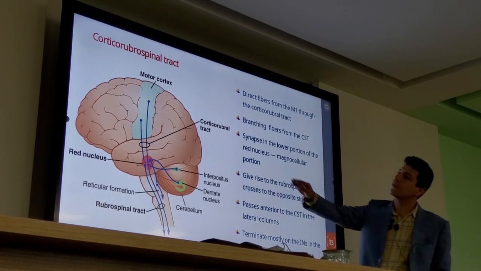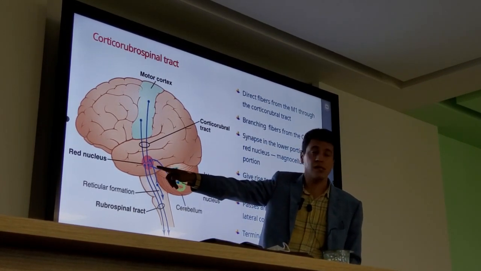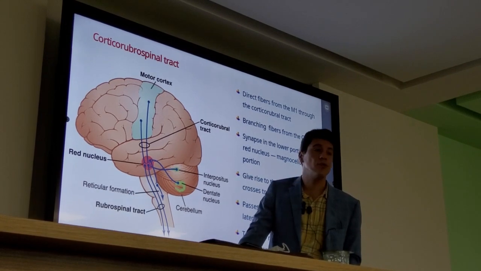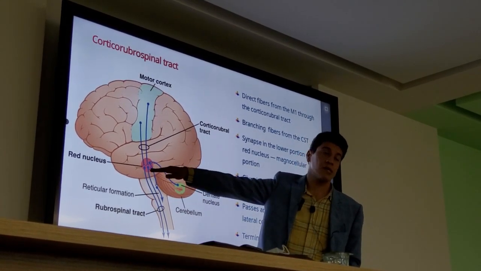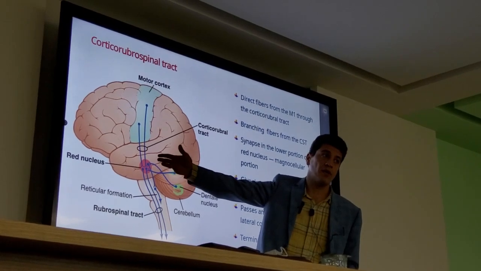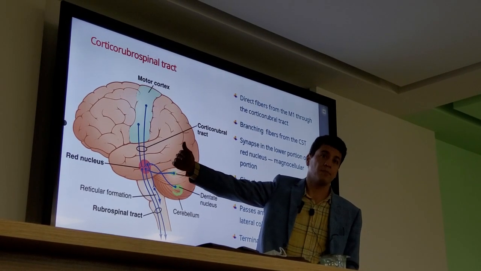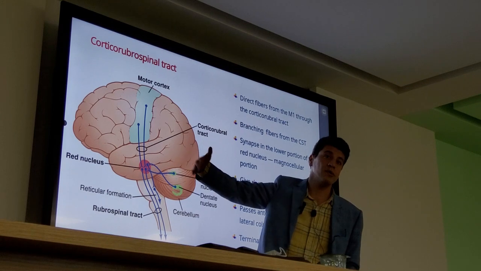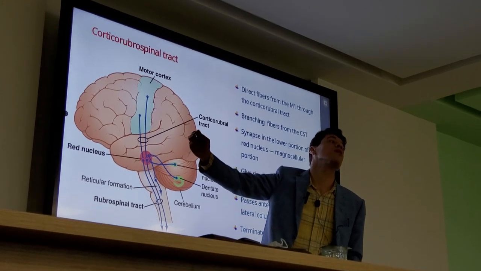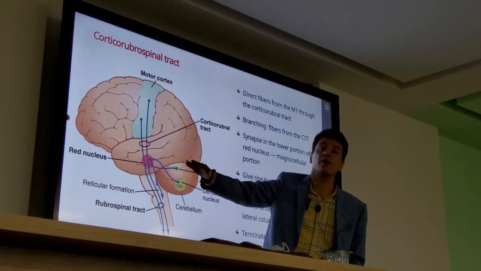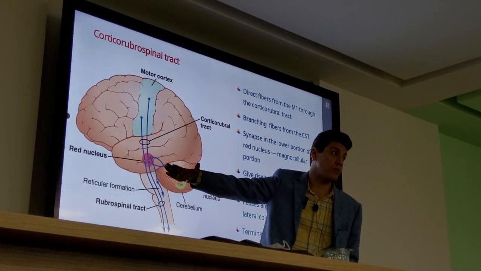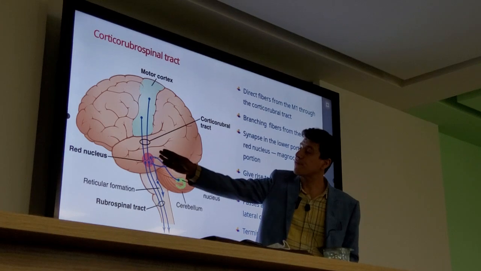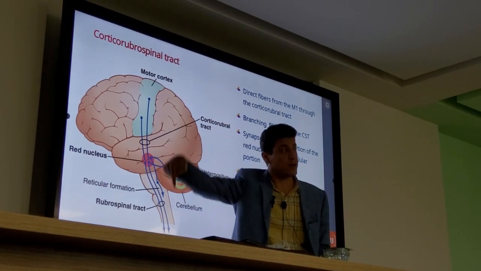Cortico-rubrospinal tract starts from the cortex, goes to the red nucleus. From red nucleus, neurons go to the rubrospinal tract. Red nucleus has two parts: magnocellular, parvocellular. Parvocellular has small neurons, magnocellular has large neurons. Rubrospinal tract originates from the inferior parts, magnocellular parts, right? Neurons from here go to the opposite side, then go down.